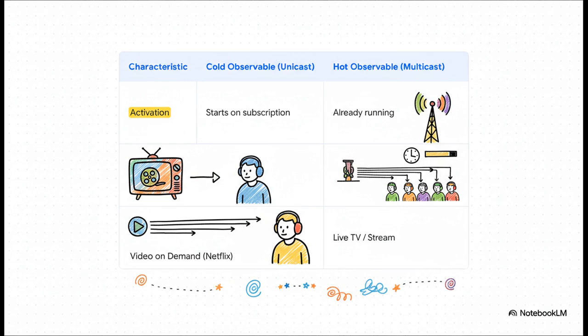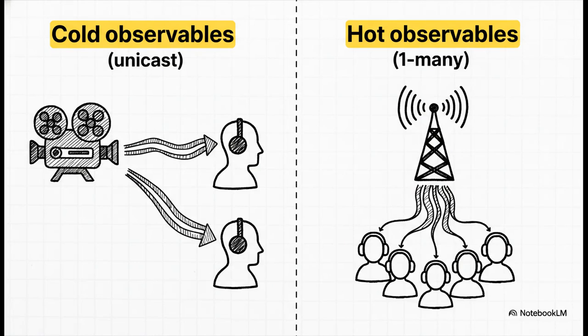Now, a hot observable, that's live TV. The Super Bowl is happening right now, whether you're watching it or not. When you tune in, you're just jumping into a single, shared broadcast that everyone else is already watching. So the bottom line is super simple. Cold is one-to-one. Hot is one-to-many. A cold observable is a direct, private line between the data source and the listener. We call that unicast. A hot observable is like a radio tower, broadcasting its values out to everyone who's listening. That's multicast. A great example of a cold one is an HTTP request, and a perfect example of a hot one is something like mouse clicks on the main document.